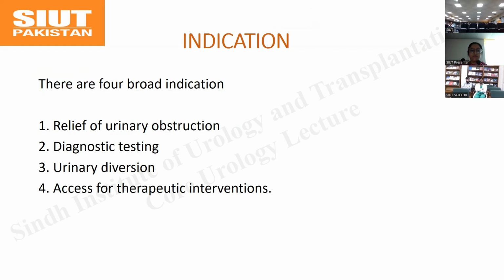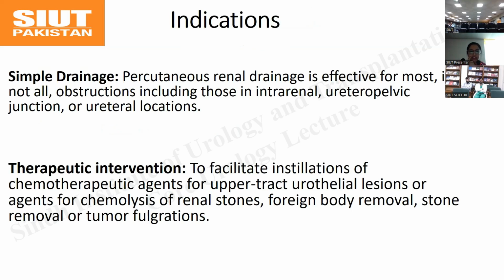The indications of percutaneous tubes are four broad indications: relief of urinary obstruction, diagnostic testing, urinary diversion, and access for therapeutic intervention. In simple drainage, percutaneous renal drainage is effective for most, if not all, obstructions, including those in the intrarenal, ureteropelvic junction, or ureteral region. For therapeutic intervention, it is used to facilitate instillation of chemotherapeutic agents for upper tract urothelial lesions, or agents for chemolysis of renal stones, foreign body removal, stone removal, or tumor fulguration.